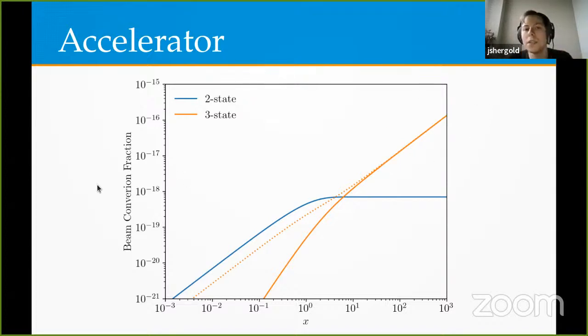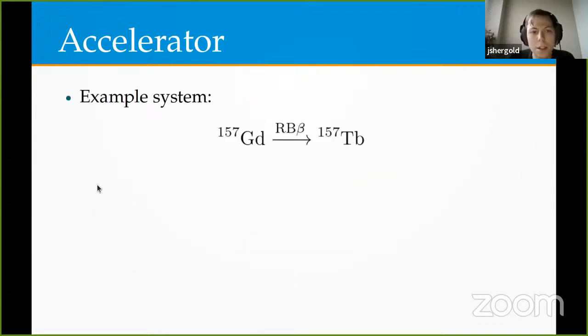So what can we actually do with this kind of experiment? I will give you an example of a two-state system. I know I said they were bad, but it turns out this one's actually not so bad.